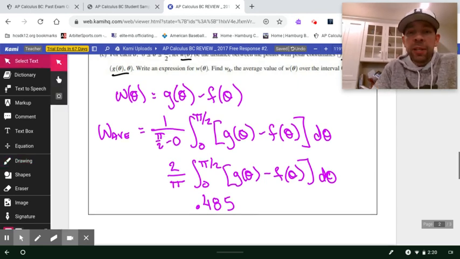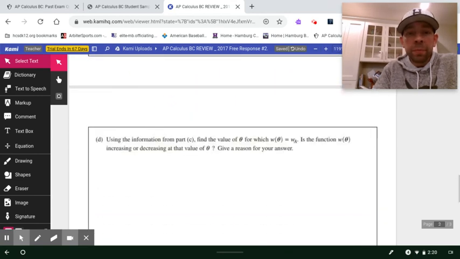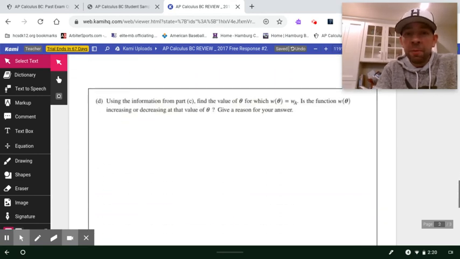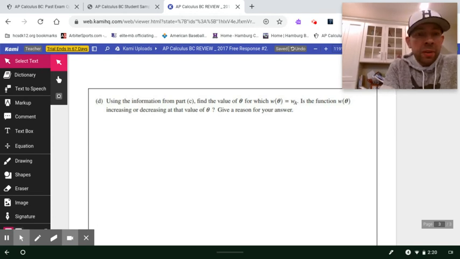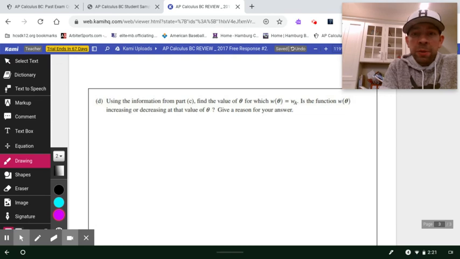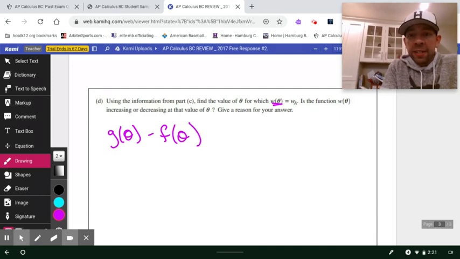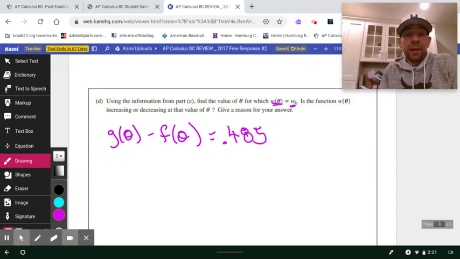Now, I think we're going to use that number here in part D. Yeah, using the information from part C, find the value of theta for which w of theta equals the average. So I'm going to say, okay, w of theta was just g of theta minus f of theta. And I want to set that equal to the answer I just got, which was 0.485. So I think, again, in this case, this is a great time to be in that regular function mode on your calculator.